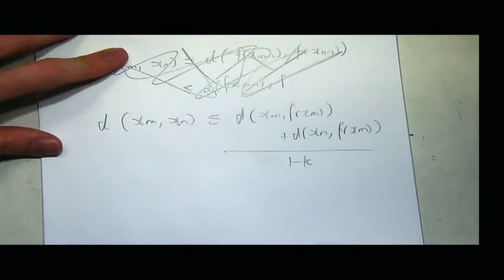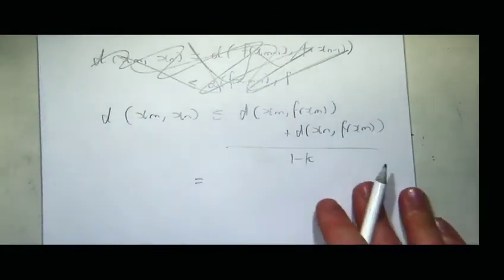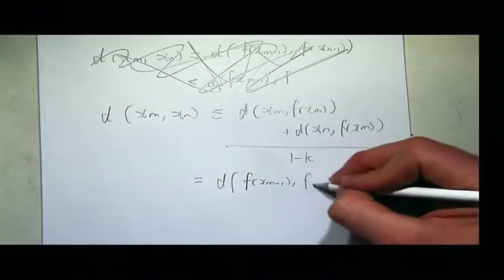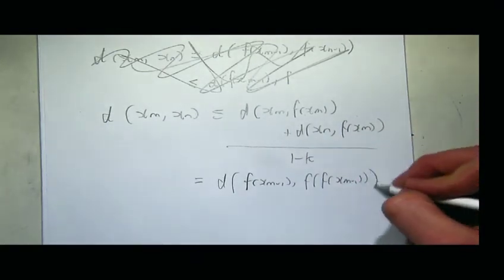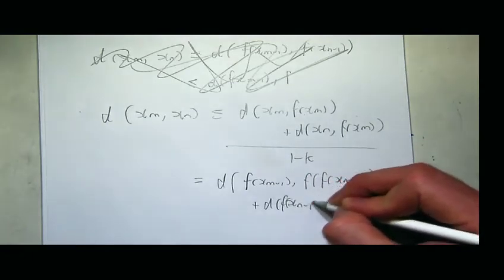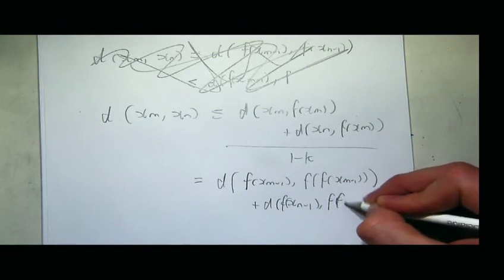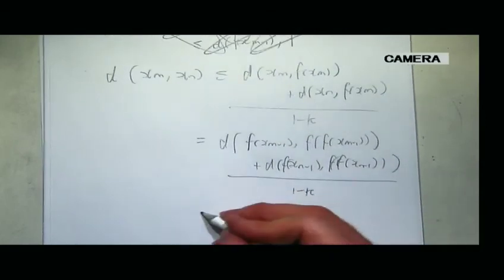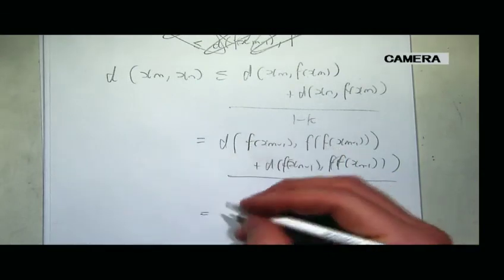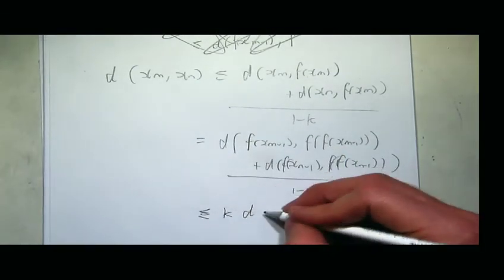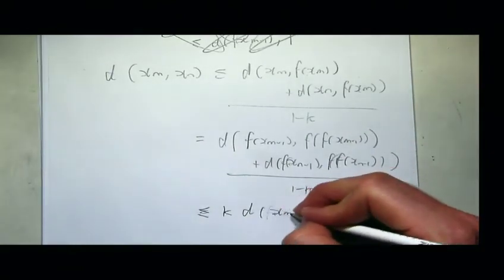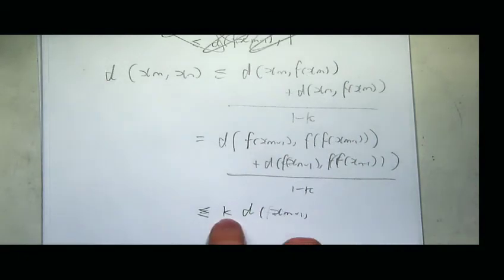And then this is equal to, so this is equal to this, not that this is equal to this, because it's less than. This is equal to d of f of x m minus 1, f of x m minus 1, plus d of f of x n minus 1, f of x m minus 1, over 1 minus k. And I can pull a k out of both of them, because they'll be less than or equal to n minus 1. Not a k. If I pull the f out, it'll give me a k.